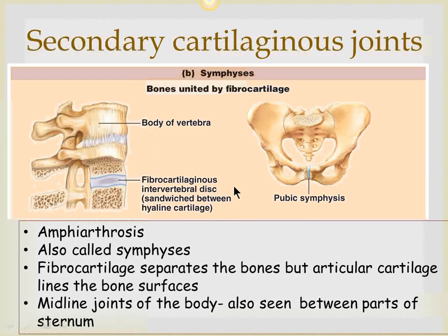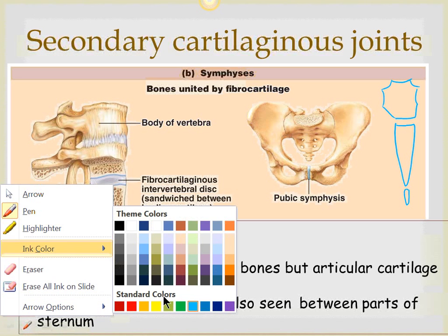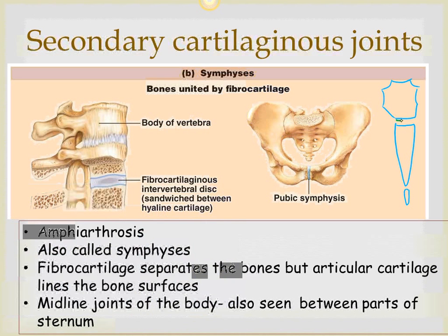Another point is, as I said, these are seen in midline joints of the body. If you look at it, the pubic symphysis is right in the midline of your body, right? The vertebral column again in the midline of your body. So the intervertebral discs between the vertebrae in the midline of the body. Another example in the midline is the sternum. If you look at the three pieces of the sternum, here is the manubrium, this is the body of the sternum, and this is the xiphoid process. In between these three pieces of the sternum, you have fibrocartilage which is present, here and here.